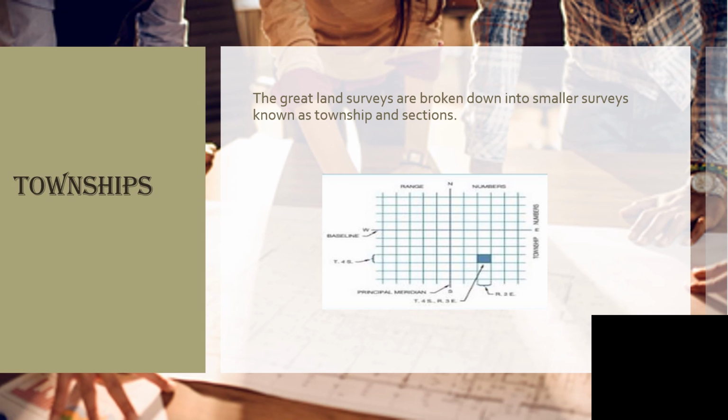Townships. The great land surveys are broken down into smaller surveys known as townships and sections. The baselines and meridians are divided into blocks called townships. Each township measures 6 miles square. The townships are numbered by tiers running north to south. The tier numbering system is established either north or south of a principal baseline.